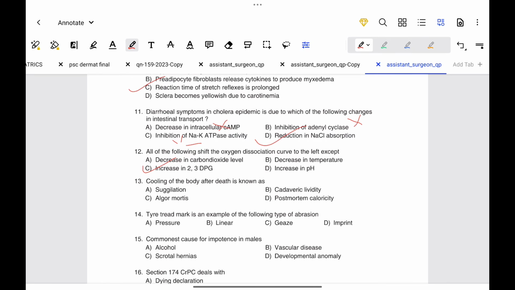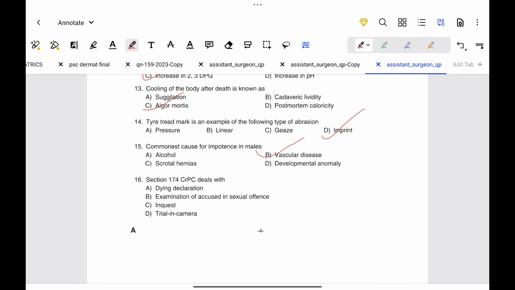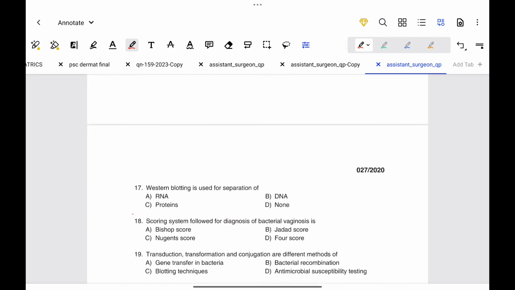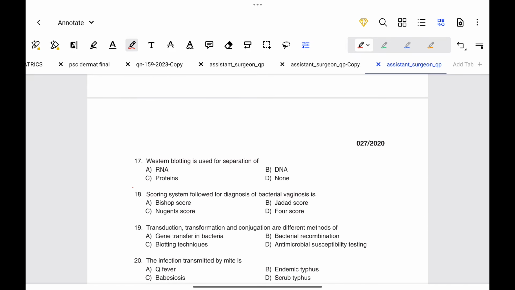Cooling of body after death is known as algor mortis. The triad trademark is an example of abrasion. Commonest cause of impotence in males is vascular disease. Section 174 CrPC deals with inquest. Next question. Western blotting is used for separation of.